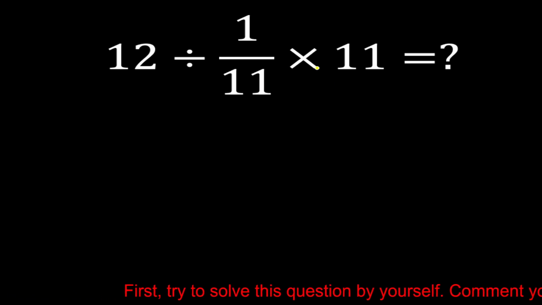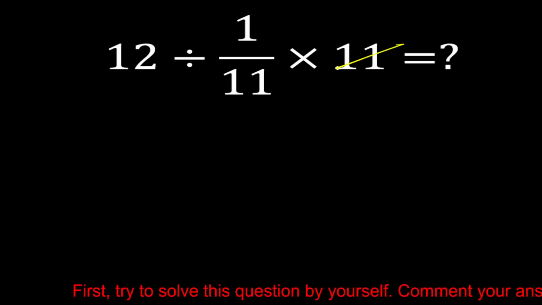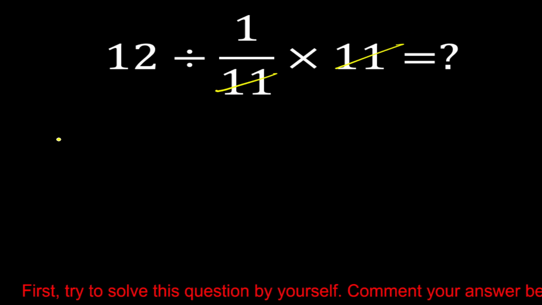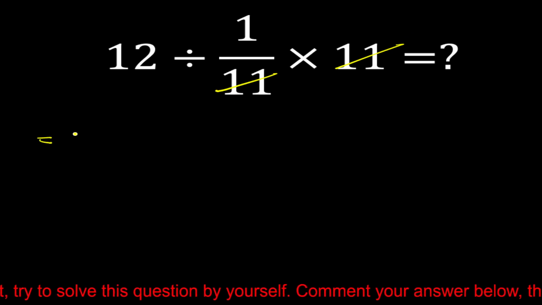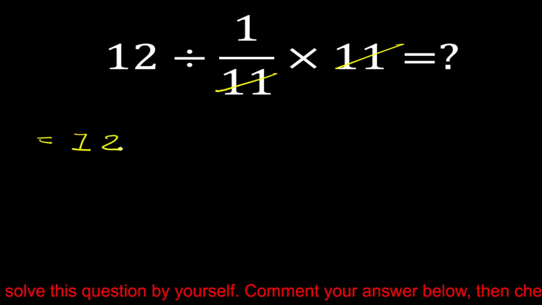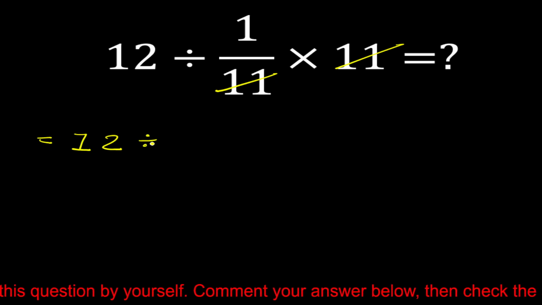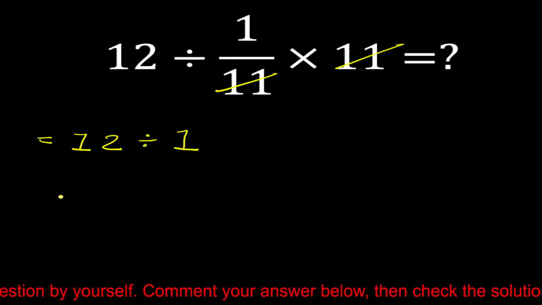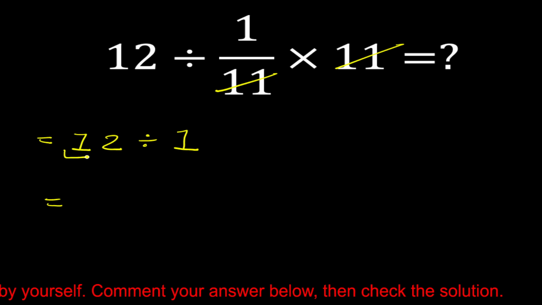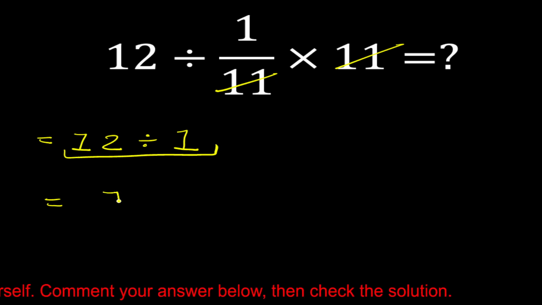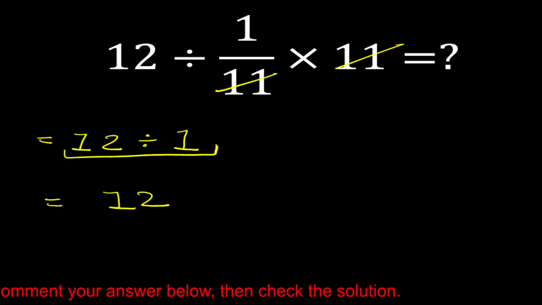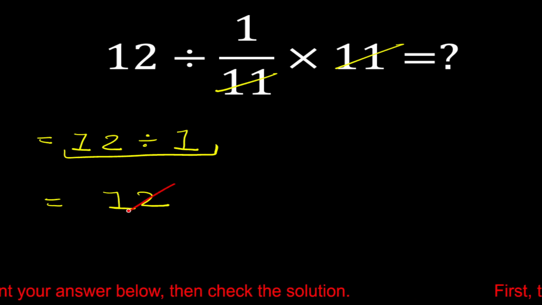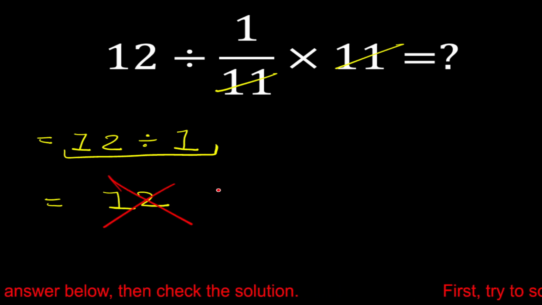So most people solve this question like: cancel this 11 by 11, is equal to 12 divide 1, okay, is equal to 12 divide 1 is equal to 12. But here they are wrong because this answer is not correct. This answer is completely wrong.